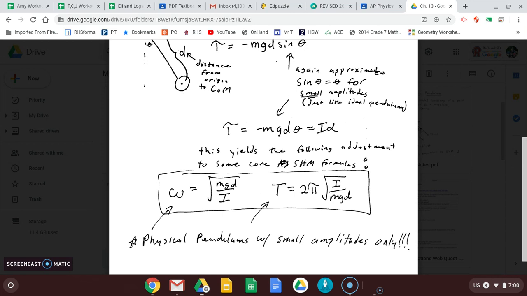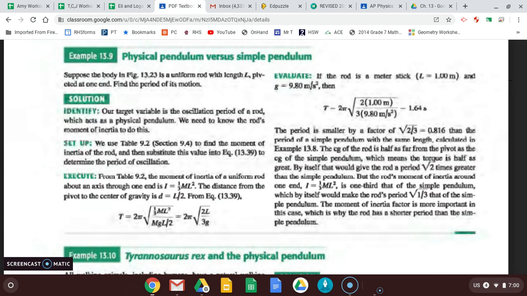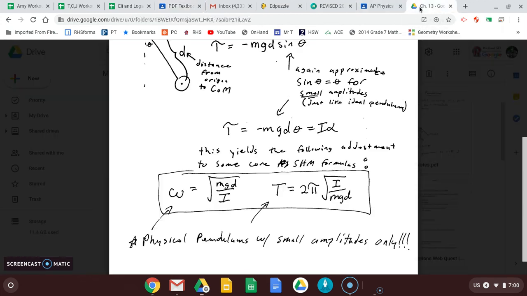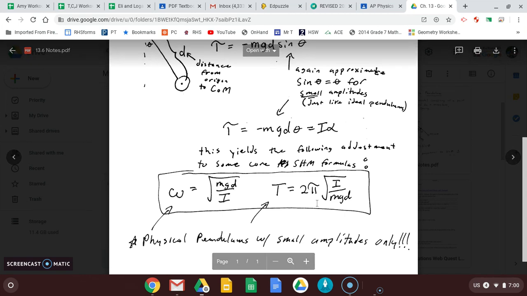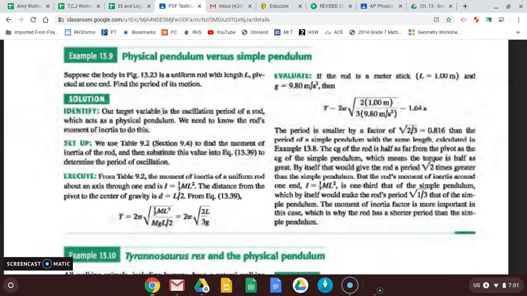And now we're going to go over an example out of this section. It says in example 13.9, suppose the body in figure 13.3 is a uniform rod with length L. All right, I'm not going to flip up to that figure. What matters here is we have a uniform rod swinging back and forth, pivoted at one end. We just want to find its period of motion. Pretty simple. All right, so remember the adjusted period formula is 2 pi square root of I divided by mgd, right? So we just need the moment of inertia of the system.